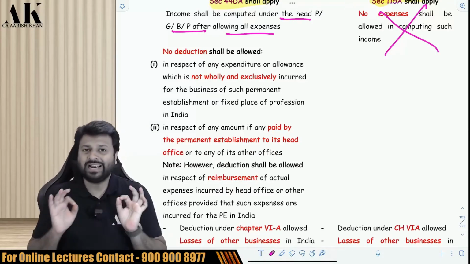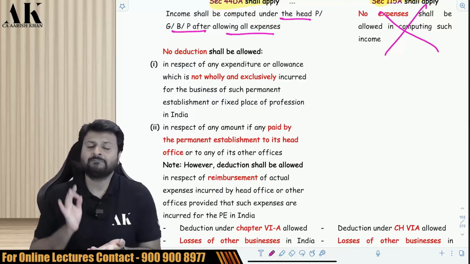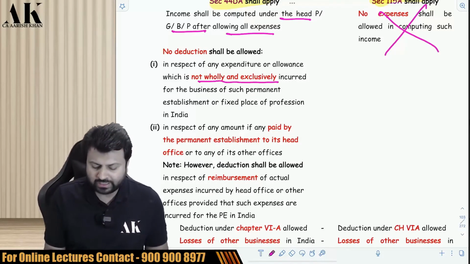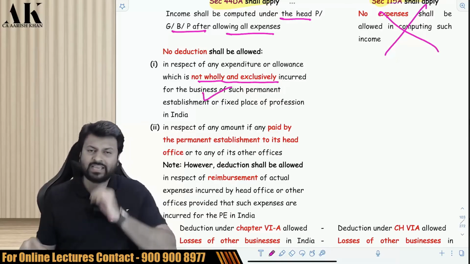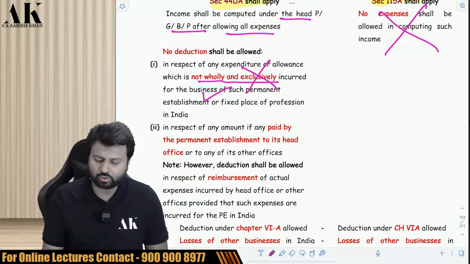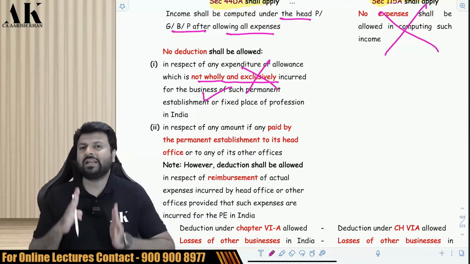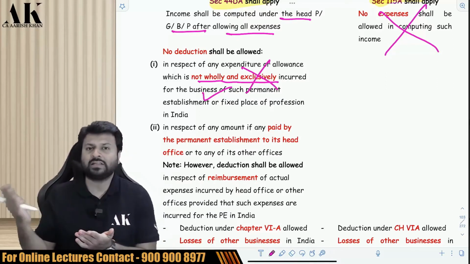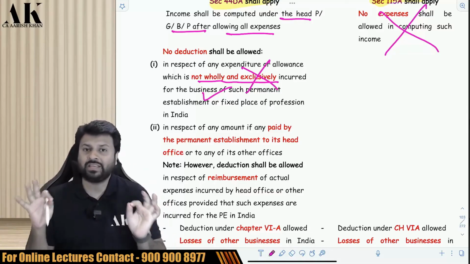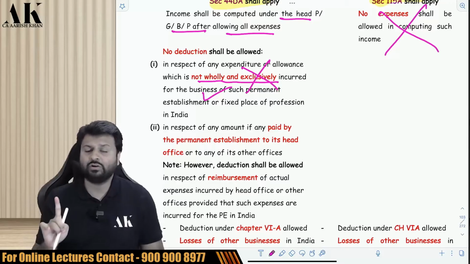First point, the branch which is there in India will get deduction of only those expenses which are wholly and exclusively incurred for the Indian branch. If the expenses are not wholly and exclusively incurred for the Indian branch, then you are not going to get the deduction. It means if there are some common expenses for the Indian branch and foreign branch, you are not going to get the deduction of that common expense. Be very careful. This is the first thing that you have to keep in your mind.